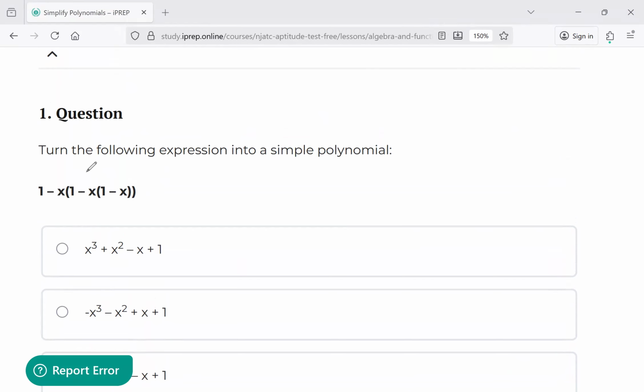So let's see here. We have 1 minus x times the parentheses 1 minus x, then the parentheses 1 minus x, and then x. So what would I do here? What parentheses would I do first? I would do this parentheses first. So FOIL out this negative x. Negative x times 1 is negative x. And then negative x times negative x is positive x squared, right? And then you have this extra 1.